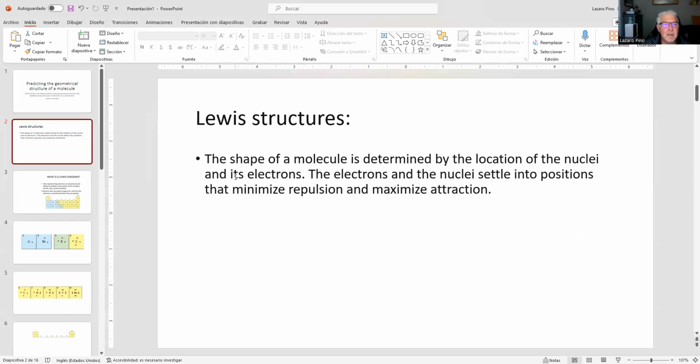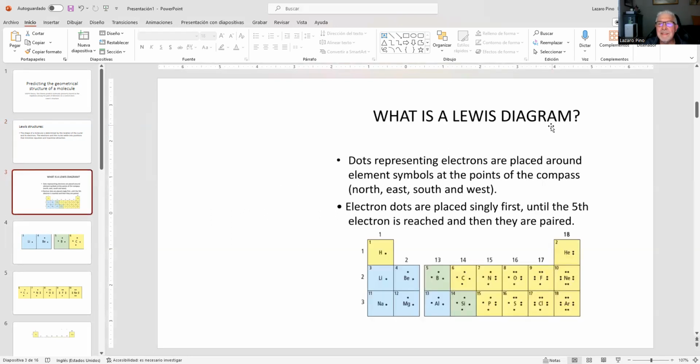Lewis structure. The shape of a molecule is determined by the location of the nuclei and its electrons. The electrons and the nuclei settle into positions that minimize the repulsions and maximize the attraction. Let's begin talking a little more in English. Until this moment, maybe you don't understand. Well, what is the Lewis diagram?